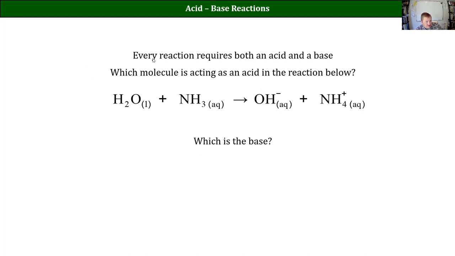And so let's do another practice. Here's another example. We used this problem earlier today, right? Water plus ammonia turns into hydroxide and NH4 plus. What's the acid and what's the base? What's donating an H plus? Any thoughts?